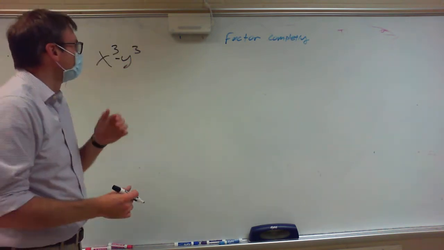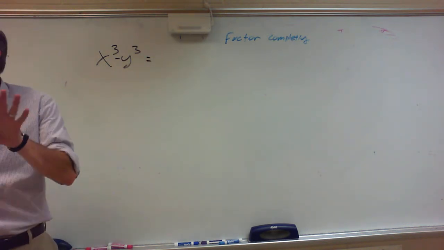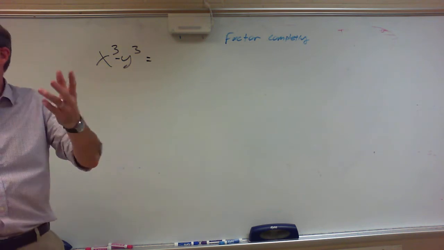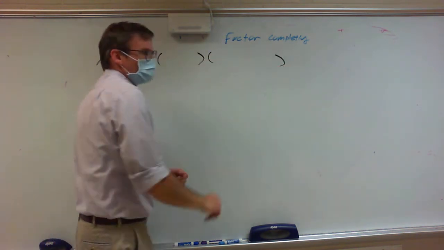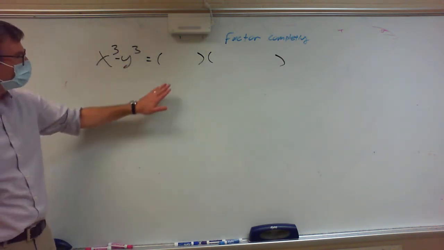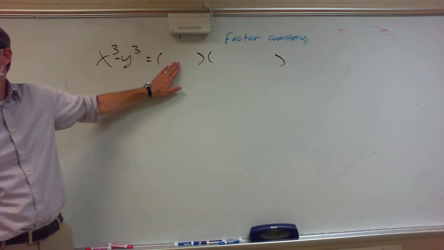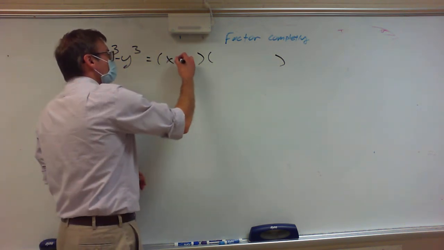So a difference of cubes is going to factor as a two-part thing and a three-part thing. So here's my two-part thing, here's my three-part thing. Now the two-part thing's easy. The two-part thing is drop the cubes. So if I drop the cubes, what's going to go here? x minus y.